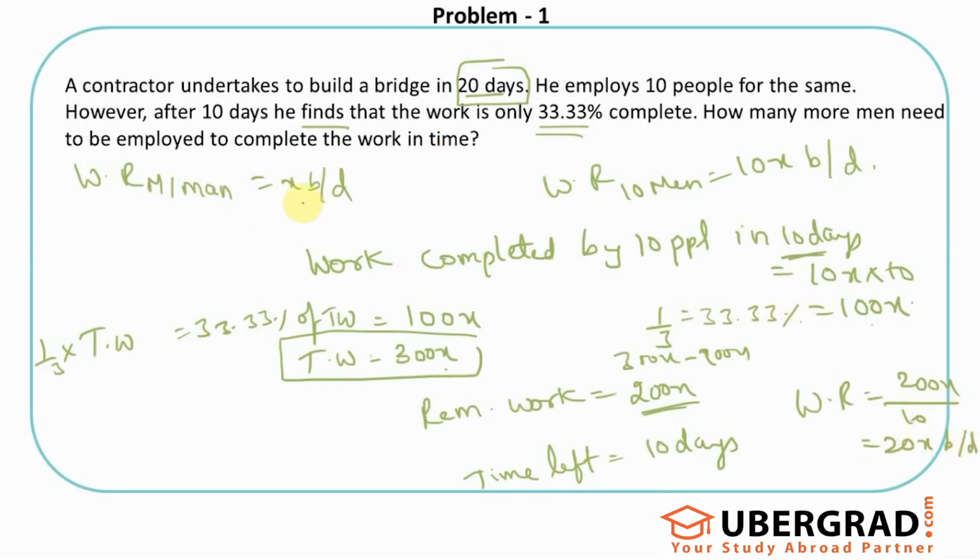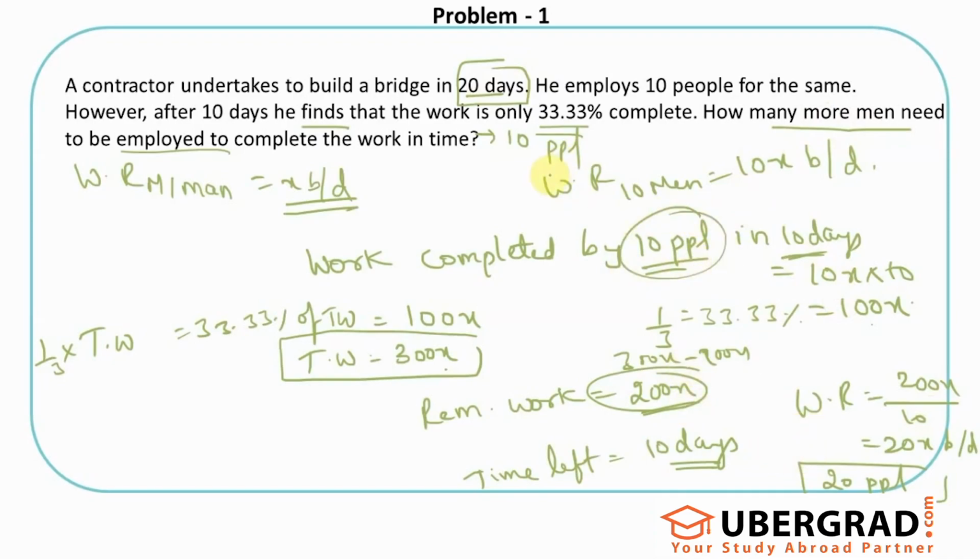I know that one man can put x bricks per day. So how many people do I need? 20 people, for the remaining 10 days. I already have 10 people who are working. So the question asks how many more men need to be employed. So the answer would be 10 more. I need 20 people to work for the last 10 days to complete 200x work, to complete the work on time. But the question is asking how many more men are needed when I already have 10 people working. So I just need 10 more people to satisfy the given condition.